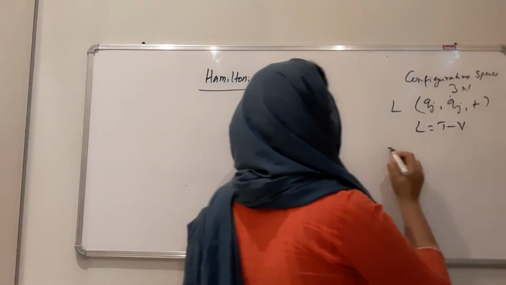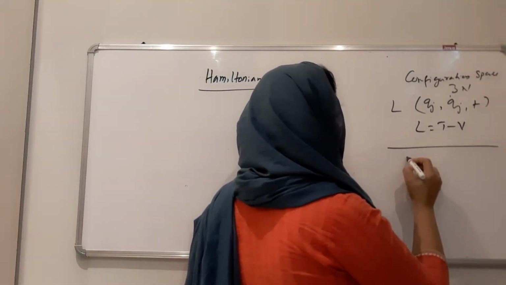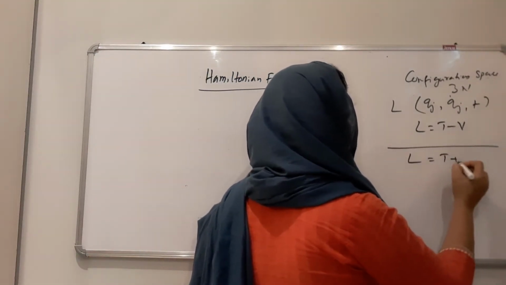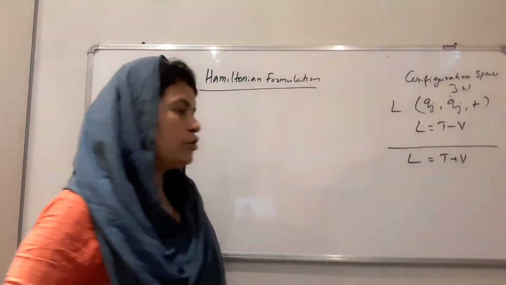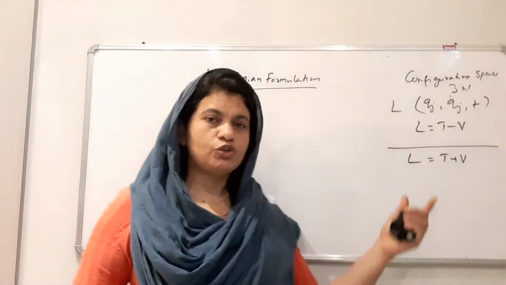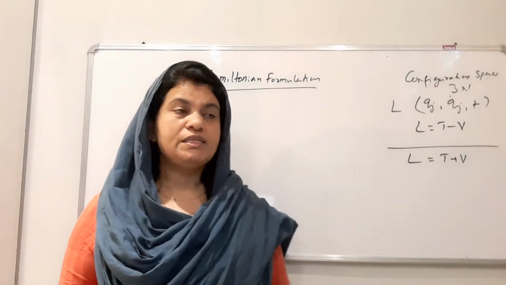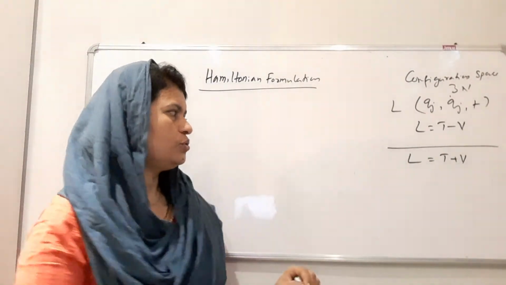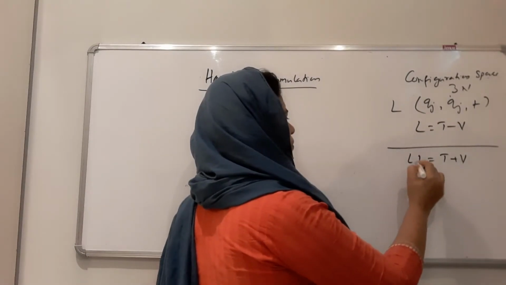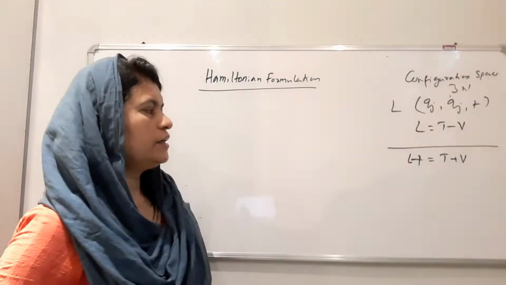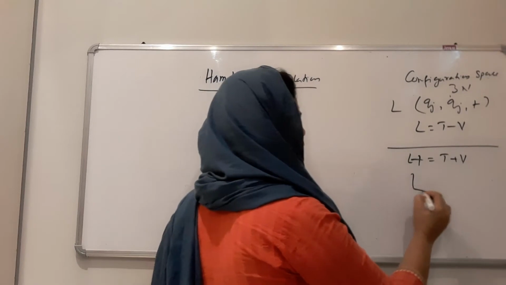In the case of the Hamiltonian, H is represented as T plus V. It is also an equation of motion. Sometimes it is equal to the total energy, T plus V. It has the dimensions of energy, as in the case of the Lagrangian also. And the variables of the Hamiltonian include a new variable.